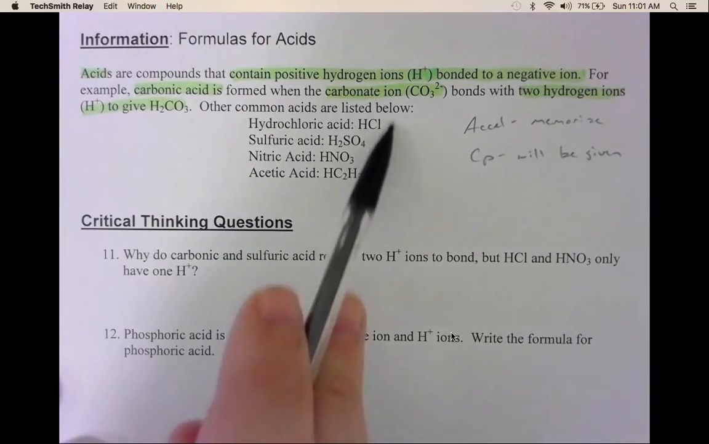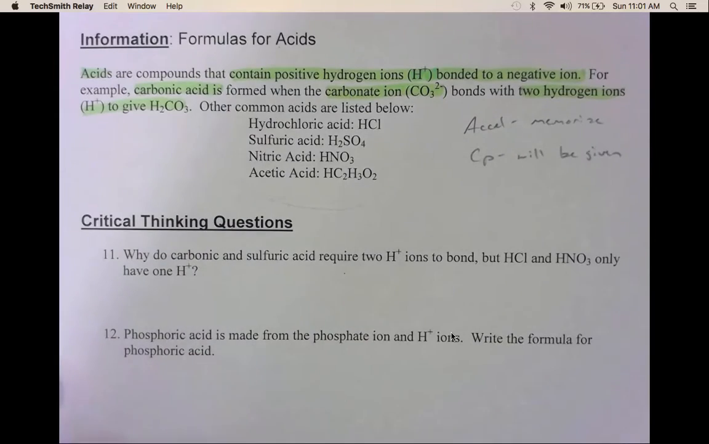Again, this list right here, accelerated students will have to memorize it. CP students will be given it. So then think about question 11. Why do carbonic and sulfuric acid require 2 hydrogens, but HCl and HNO3 only require 1?